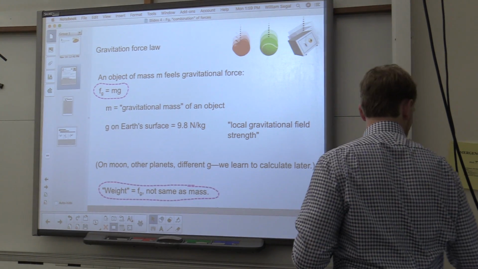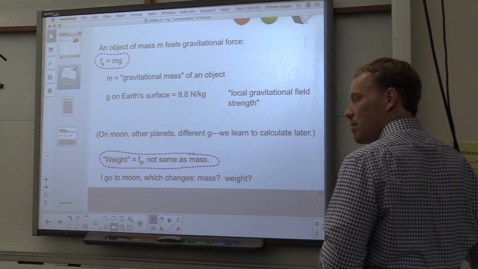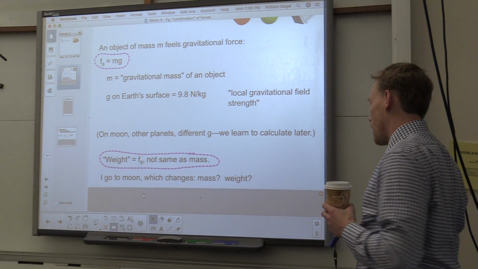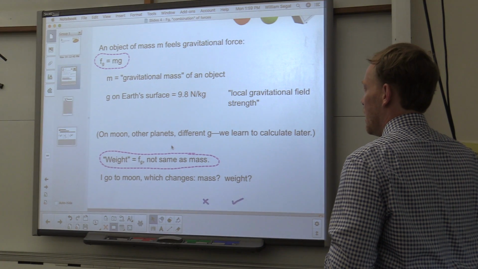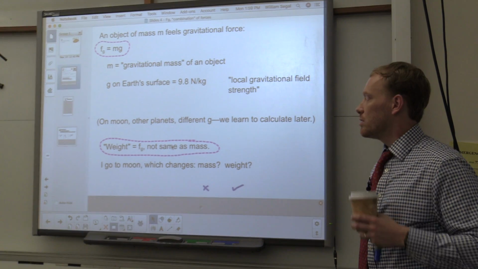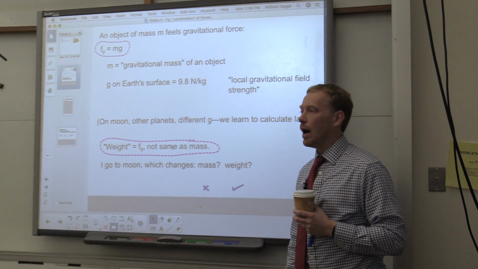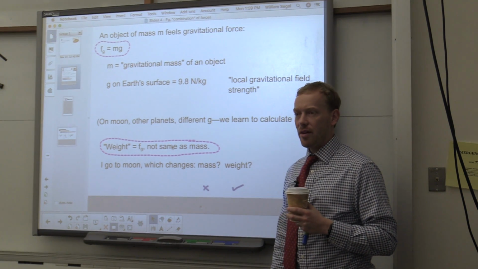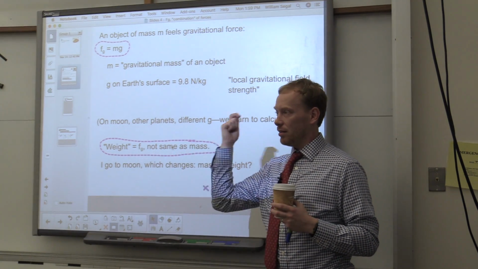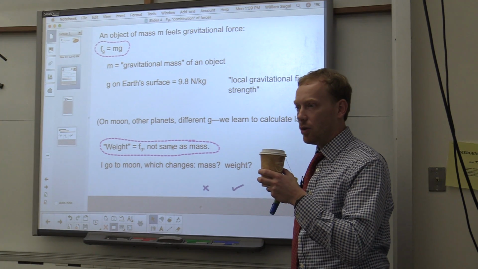Weight is gravitational force. It's not the same as mass. If I go to the moon, Noel, you already told me this. Which of these changes when I go to the moon? My weight does. My mass doesn't change because the amount of stuff in me doesn't change. So we welcome this new math model to our class. Gravitational force on an object is its mass times g. And here, our lab shows that g has a value of about 9.8 newtons per kilogram.